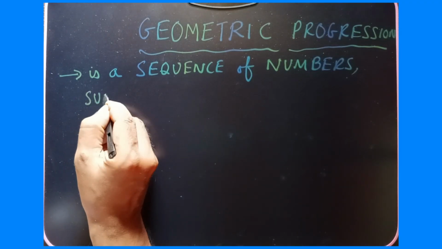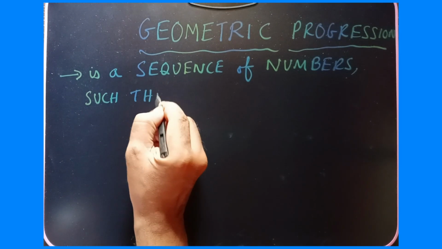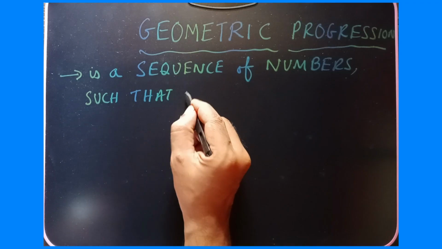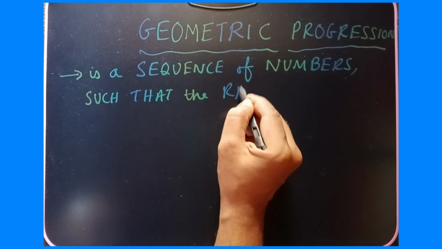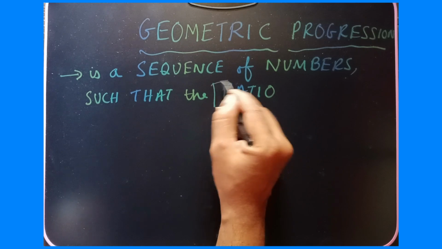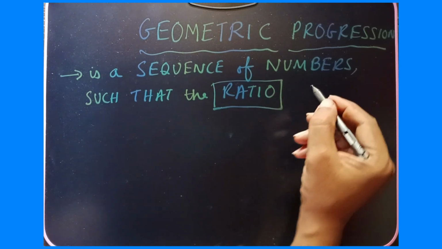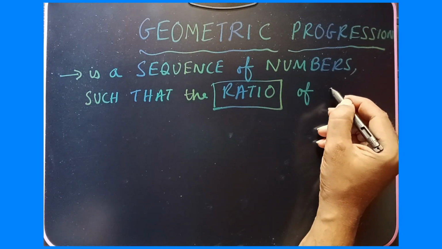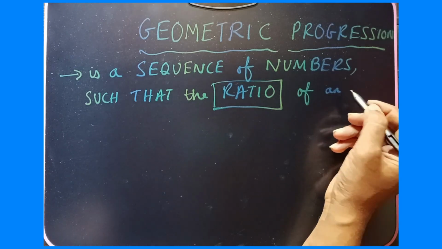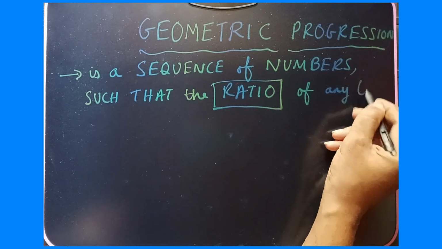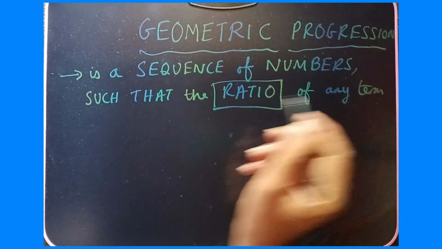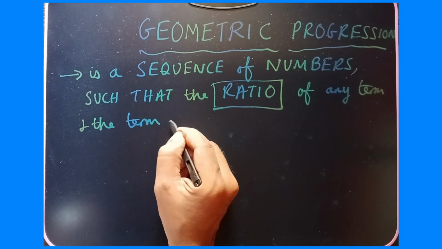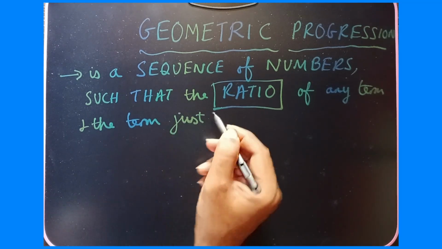Here it is such that, what is the key difference? There it is the difference. Here it is such that the ratio. Oh, ratio. Yes, very important. Geometric is basically the ratio of any term and the term just before it.